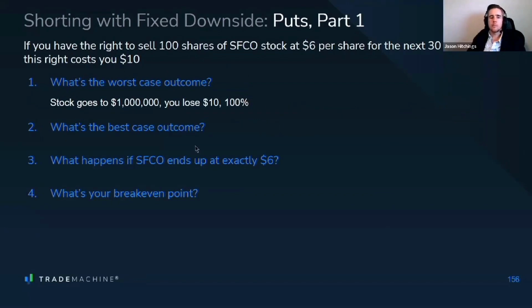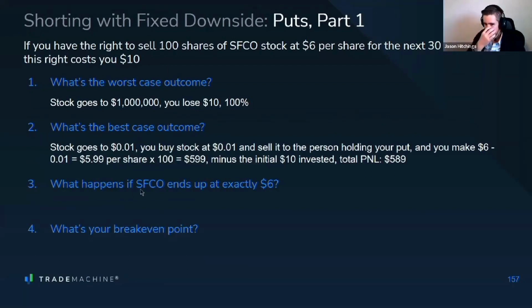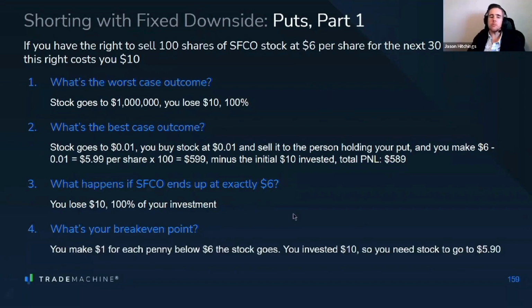What's the best case outcome? Well, the best case outcome is it goes to 0 or a penny, where you have the right to sell the person the stock at $6, but you can go out and buy it for essentially nothing. And so you make $599, or you make $600 minus the $10 that you invested originally, and you end up with $589 or $590 profit. What happens if this company ends up right at your option's strike? You still lose everything because it doesn't have any value at that point. And what's your break-even point? Well, every time this thing goes down a penny, you make $1 because you're controlling 100 shares. And so you need it to go 10 pennies below $6 in order to break even on your position.